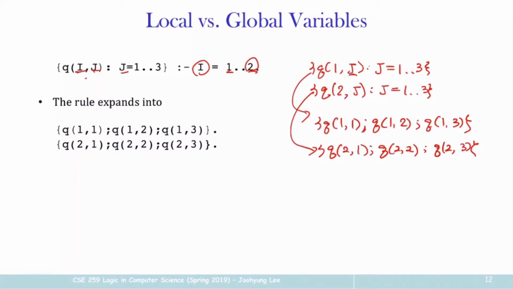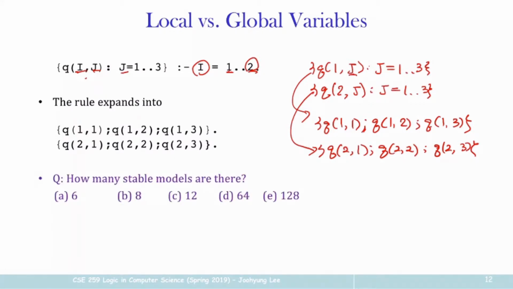So then the question is, how many stable models are there? So let's actually do this again. So for this program, okay, when I give you this, mentally you have to convert it into the ground rules that you see here, and then try to find out how many stable models are there. Okay? So how many stable models are there now?